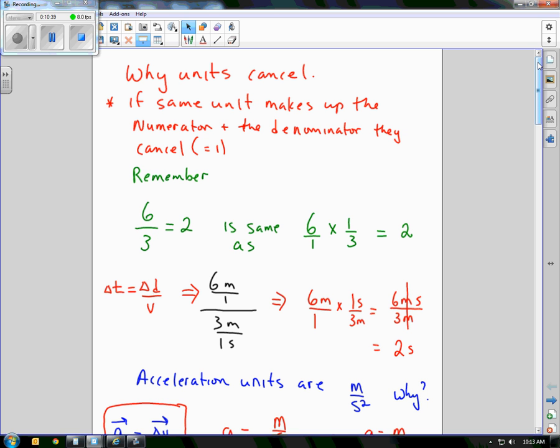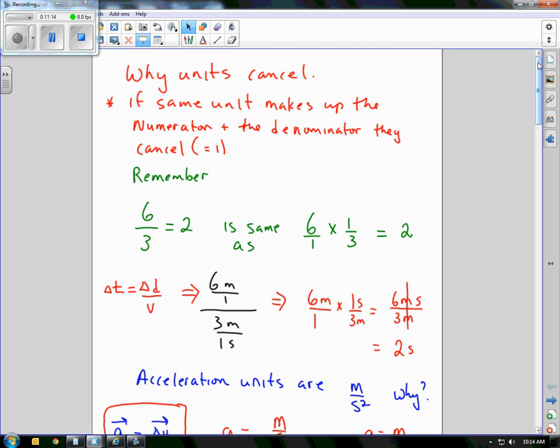The whole idea behind why units cancel is pretty simple. You've learned it in math. If the same unit shows up in the numerator and the denominator of something, they're going to cancel each other out. And by cancel, we simply mean that they're going to equal 1, which doesn't change an answer. Multiplying or dividing a number by 1 doesn't change the number at all. So in that sense, we say they cancel.